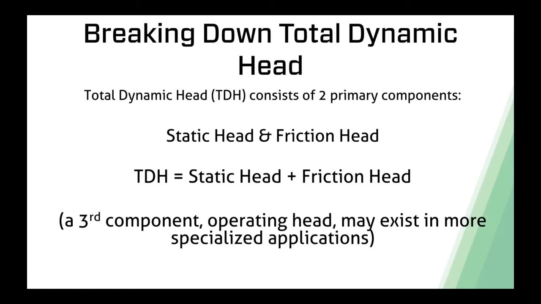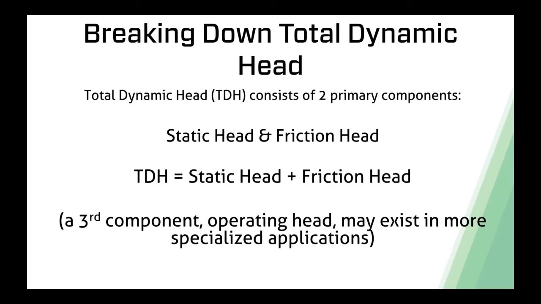So total dynamic head has multiple components to it, as I mentioned earlier. The two primary ones that you're almost always going to see are static head and friction head. And in certain applications, as I mentioned, there may be a third component called operating head. Operating head might exist if you need to, let's say, run a sprinkler, or if you need to run a low pressure pipe network for distributing effluent. I'm not going to get into that. I just wanted to let you know that it exists.